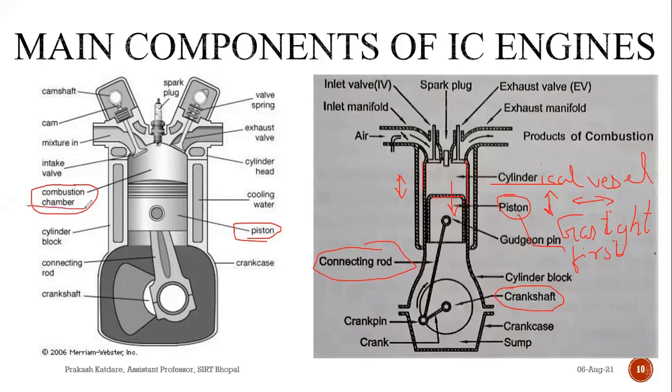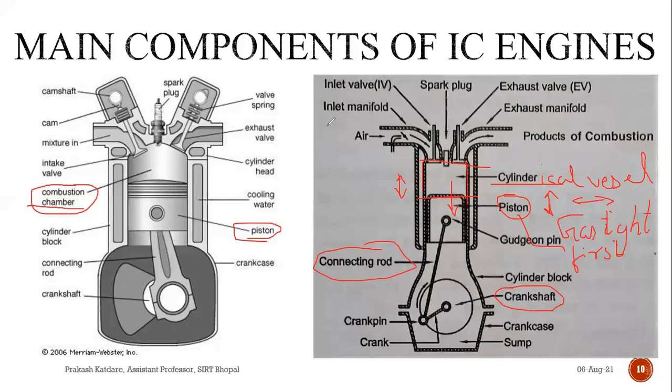Then combustion chamber. It is the space which is enclosed between the upper part of the cylinder, the cylinder head, and the piston top. This is our cylinder head and this is our piston top surface. Whatever space is left here is known as the combustion chamber. Combustion of fuel takes place here. Whatever thermal energy is produced is used for our power transmission, and the remaining products of combustion are also released from this space.